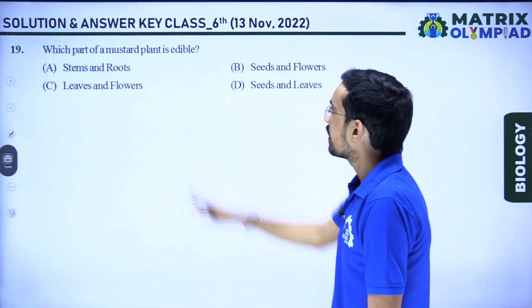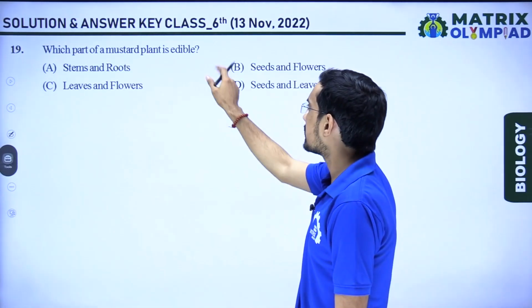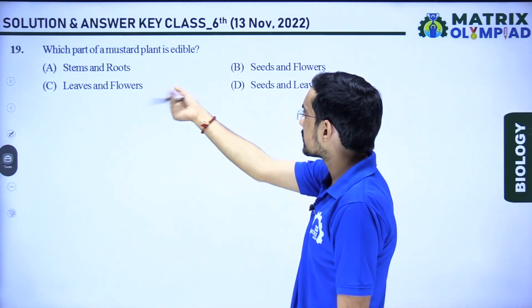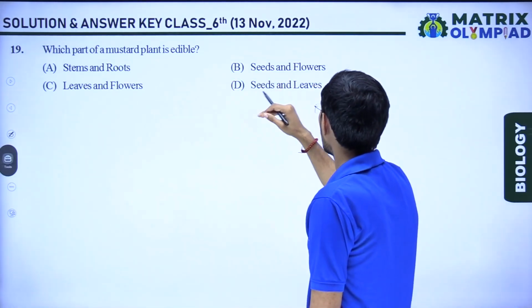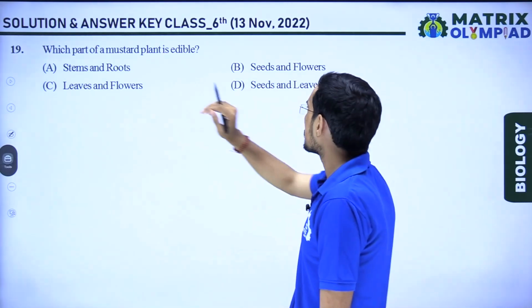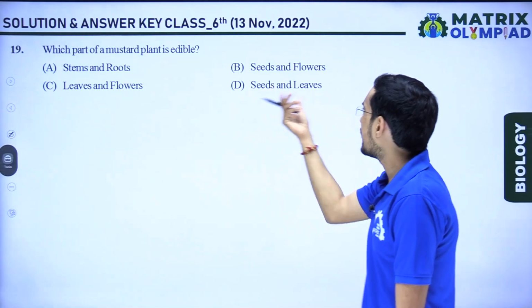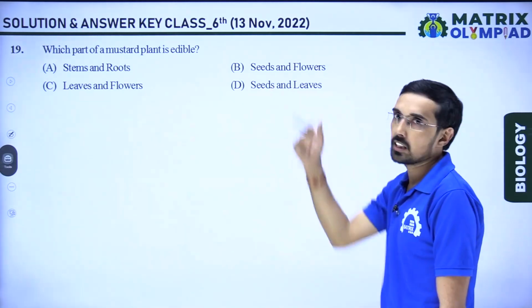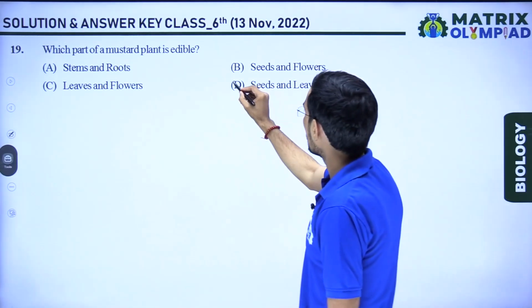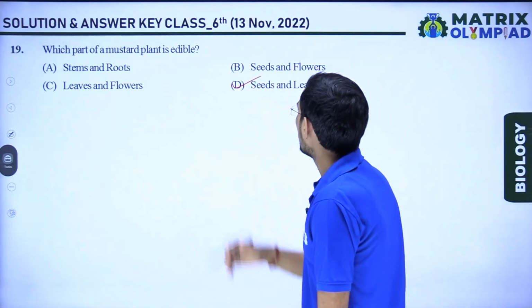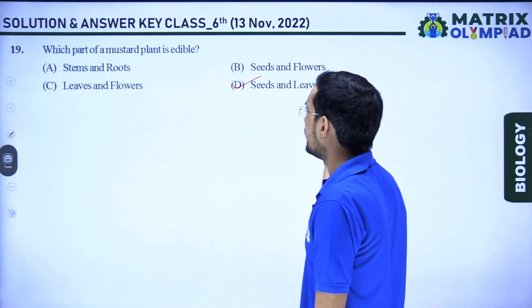Next question. Which part of a mustard plant is edible? First is stem and root. Second is stem and flowers. Third, leaves and flowers. Fourth, stem and leaves. As we all know, seeds and leaves can be used as edible. So the correct option will be option D, seeds and leaves.